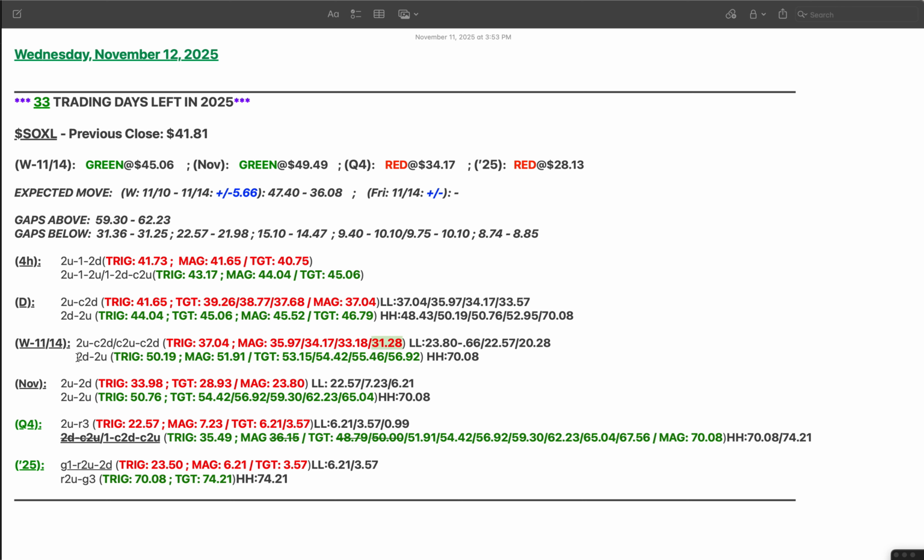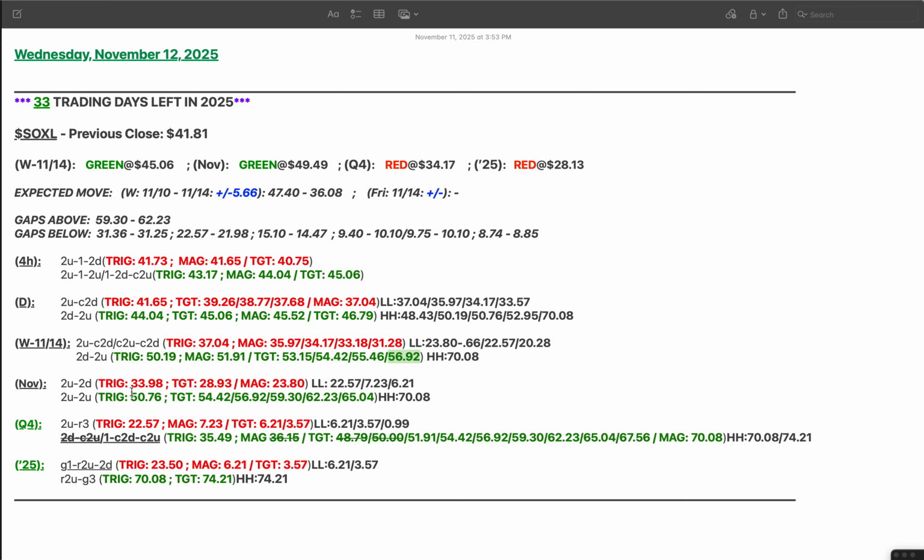Now, if we go to the upside and trigger that 2 up, that locks last weekend as a higher low, and we get the 2 down, 2 up reversal triggering at 50.19. Not a lot of magnitude with the strat reversal ending at 51.91 there. So we did put some extended targets out at 53.15, 54.42, 55.46, and 56.92, which all line up with either higher highs or the fib extensions from the April low.